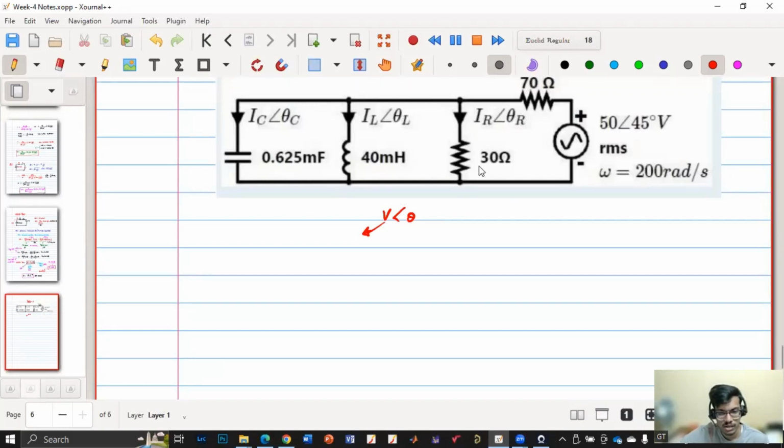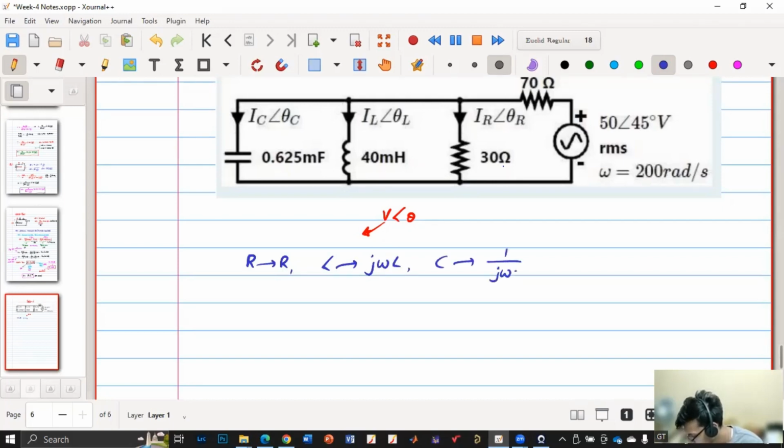So if such questions are given, first I'll convert everything into my phasor domain. So we know that R will be same as R, and L will be j omega L, and C will be 1 by j omega C. And they have given omega to be 200 radians per second. So now can someone quickly calculate and tell me what is j omega L and 1 by j omega C?